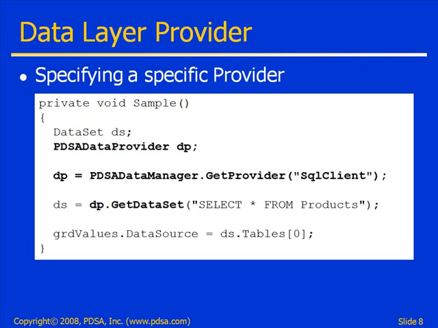Now, if you wish, you can specify a specific provider, so if you do need to use more than one provider within a single application, there is, as you can see here, a getProvider method. And you can pass in the name of what that provider is in your configuration file. It'll return that provider to you, and then you can call the getDataset method on that provider. So this allows you to use one or many providers in the same application, going against SQL Server and Oracle, for example.